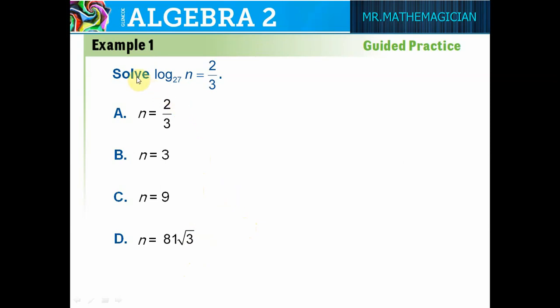Another problem. Log n to the base 27 equals 2 over 3, and we need to know what is the value of n. Is it a, b, c, or d? Try to solve and you will find the answer will be, yes, it's c. Let me show you how.